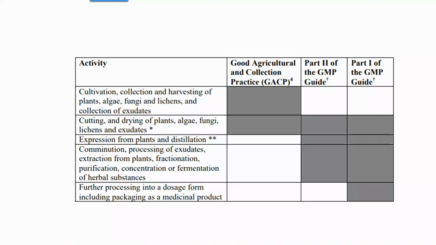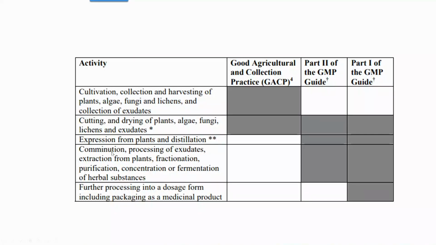Okay, this is another graph that came from the HPMC, and you can see clearly they're saying that this part 2 is the API production part of Q7, and this part 1 is really the packaging and the finished goods. Here you can see GACP. So in Europe, cutting and drying of plants is under this GACP, and then when you express it from the plants, it becomes an API. So they're already saying you're not going to be able to say that extraction is not in GMP.